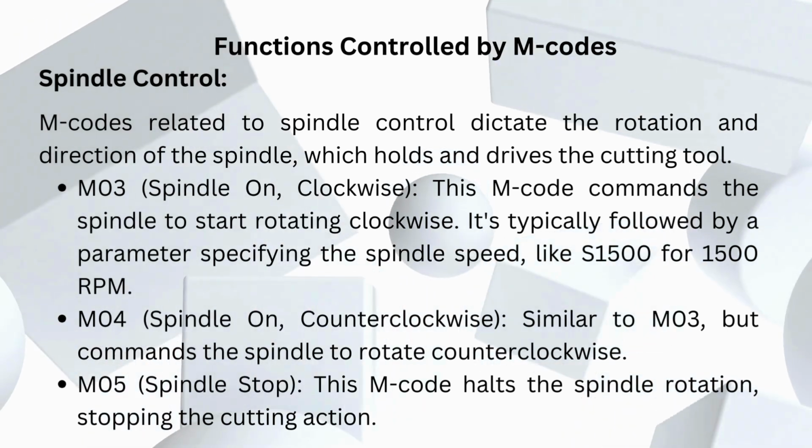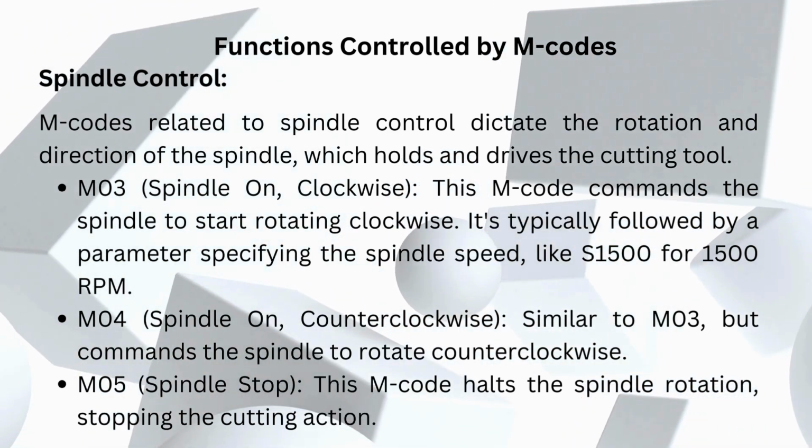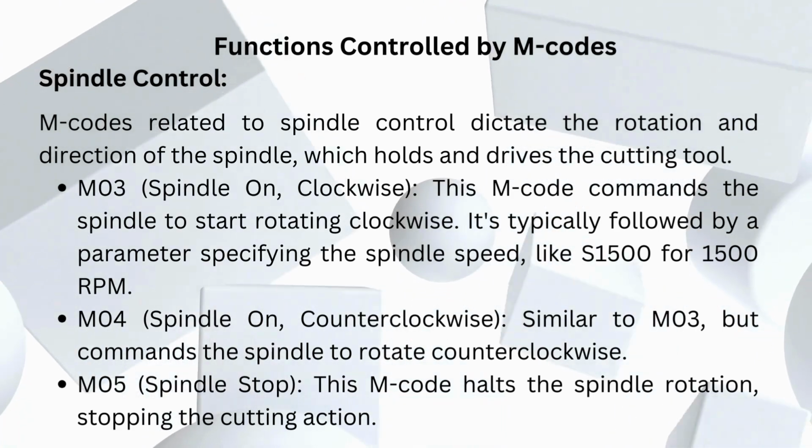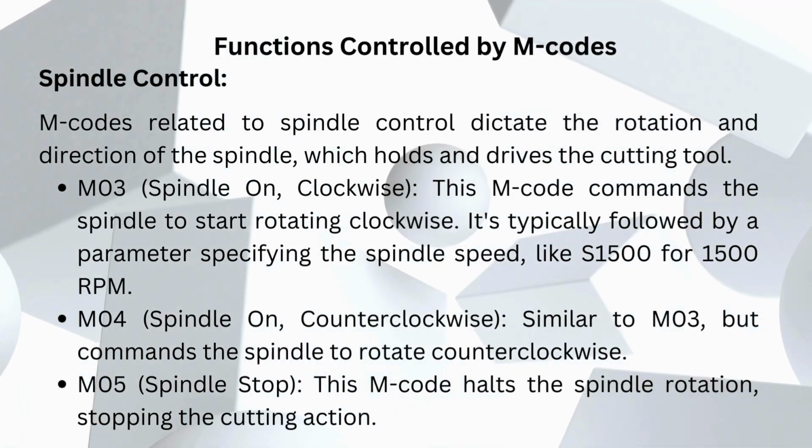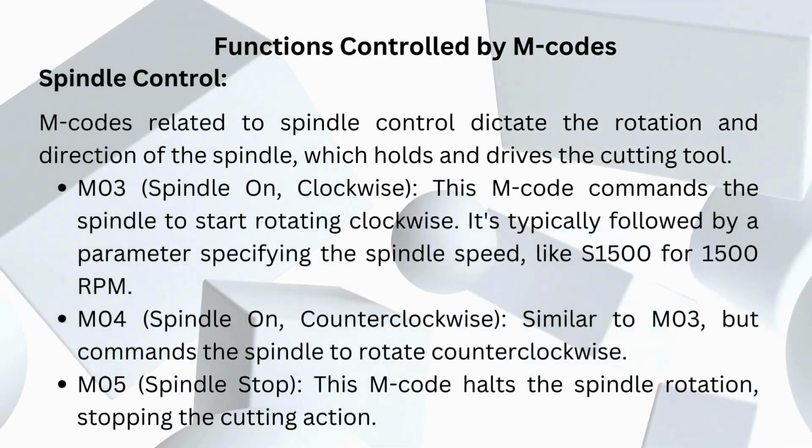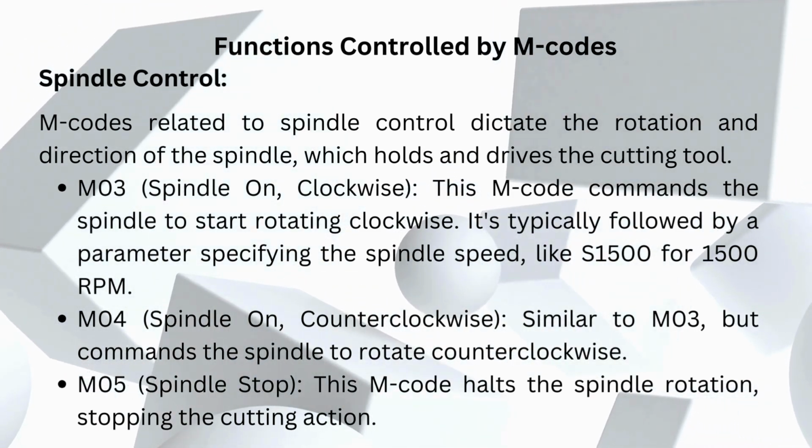Functions controlled by M codes. Spindle control. M codes related to spindle control dictate the rotation and direction of the spindle, which holds and drives the cutting tool.